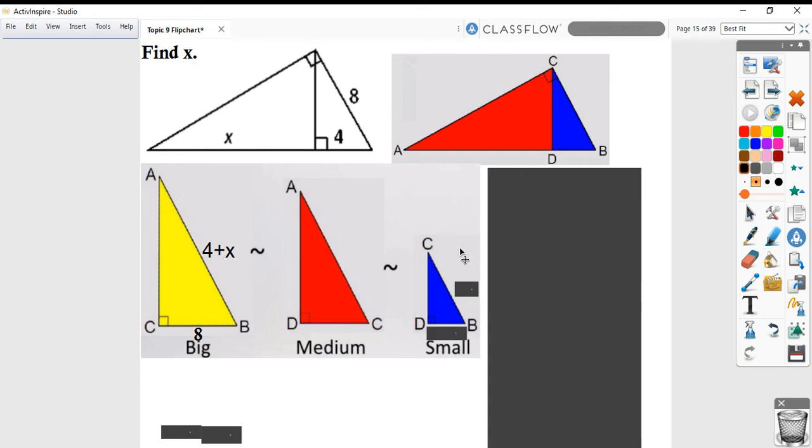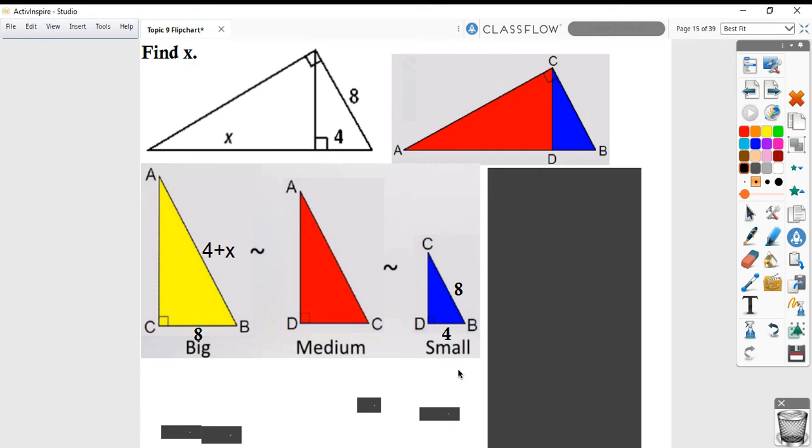Now let's compare that to what we know about the small triangle. We can just cover up and ignore this side of the triangle. We're only looking at this little small one right here. The short leg is 4. The hypotenuse of the small triangle is 8. And we know for a fact that this triangle and this triangle are similar to each other.